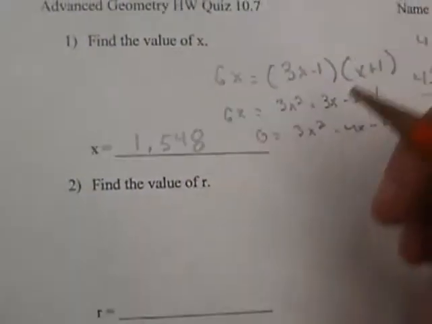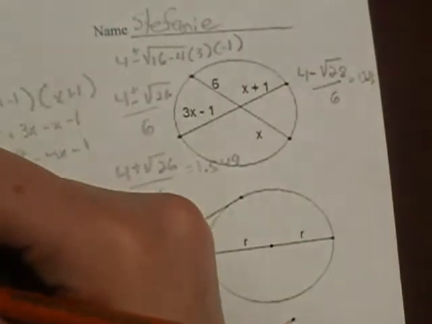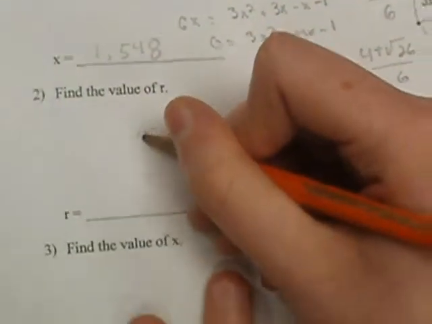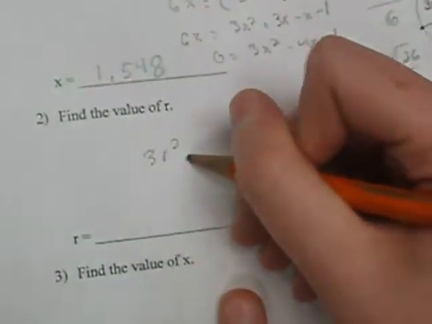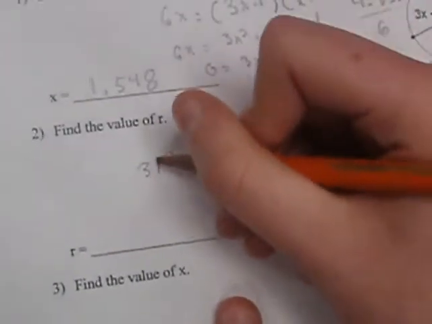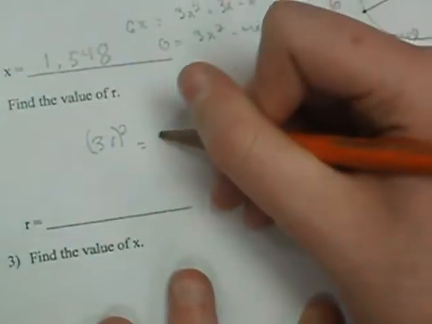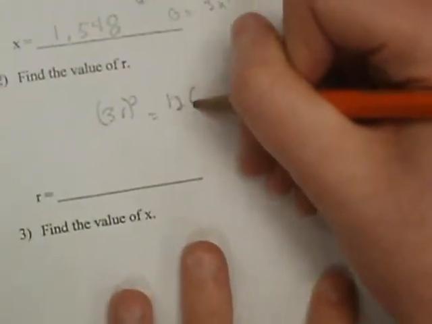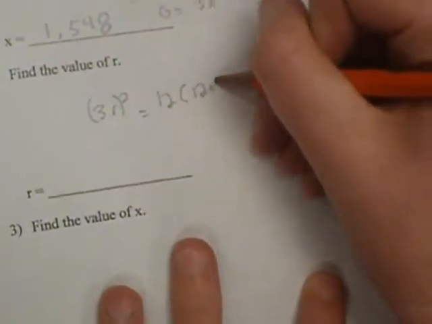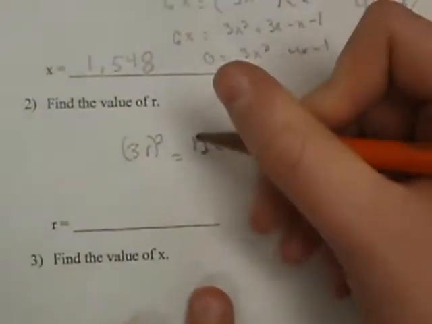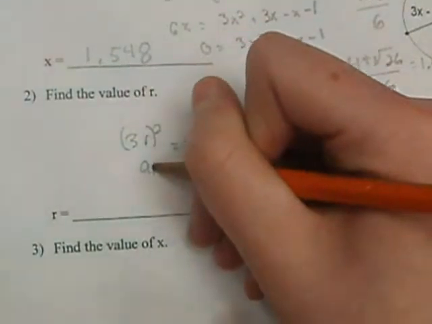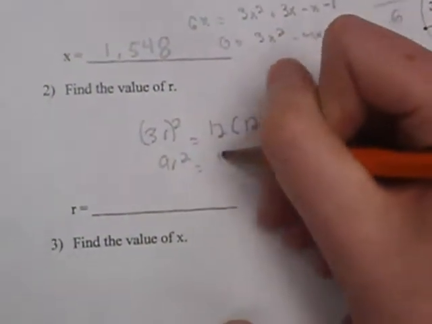For problem number 2, we're looking for the value of r. We would have 3r squared equals 12 times 12 plus 2r. Then you would get 9r squared equals 144, because you're distributing the 12 throughout the whole equation, so you would get then 24r as well.